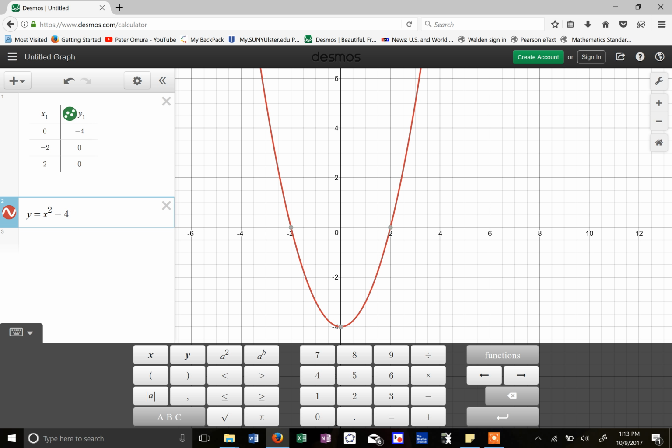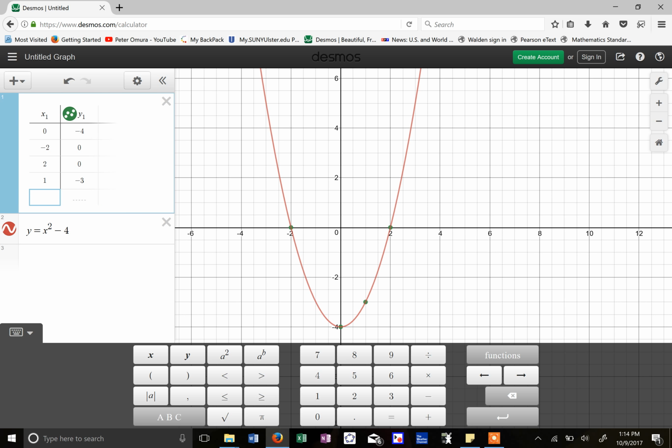And take a look, there they are. If you wanted, and it'd probably be a good idea to get more values, you could plug in 1, and you get 1 squared is 1, minus 4. So when x is 1, y is negative 3. And if you want me to prove that, I will.